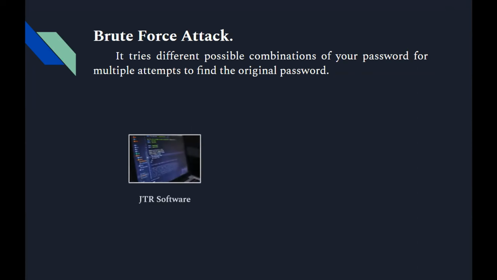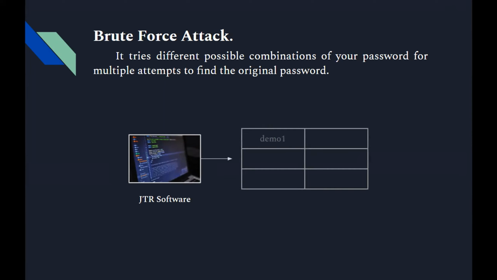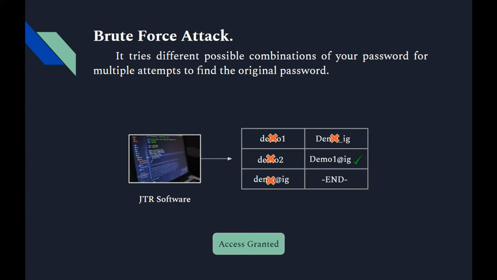There is software called John the Ripper. With the help of this software, the attacker can seek your password. Let's see how the attacker does this. See, it tries multiple attempts. If the attempt succeeds, then access is granted.